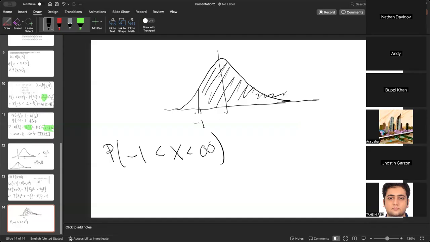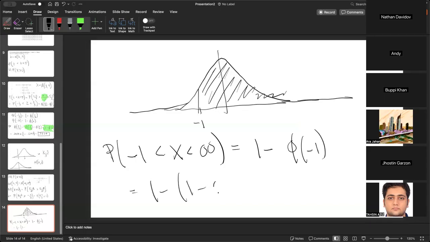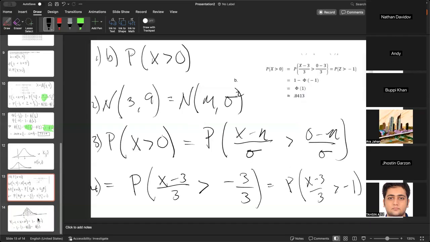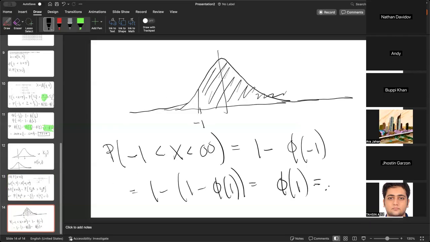So this normal distribution actually trails off from minus infinity to infinity. So the area under the whole curve should be 1. So what this is saying is you need to do 1 minus phi of minus 1. And this is 1 minus phi of 1, which is just phi of 1. And that's equal to 0.8413. Sorry, this should have been a z.